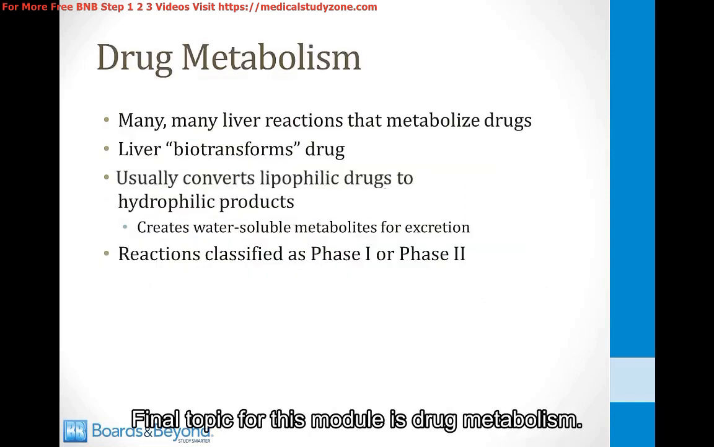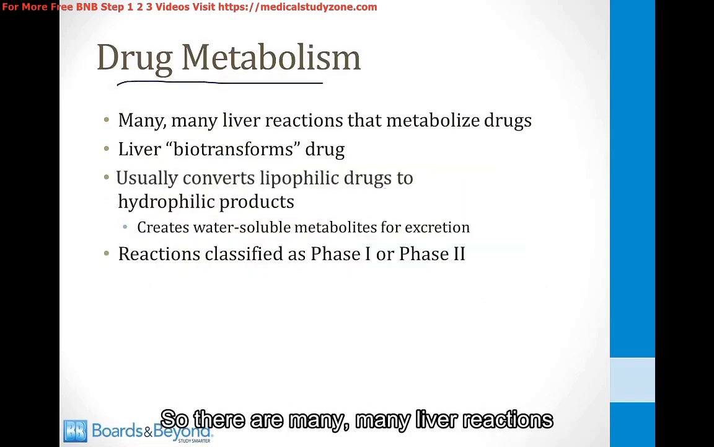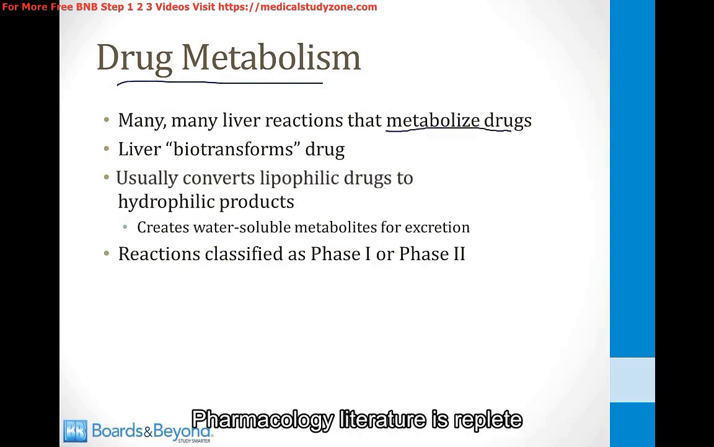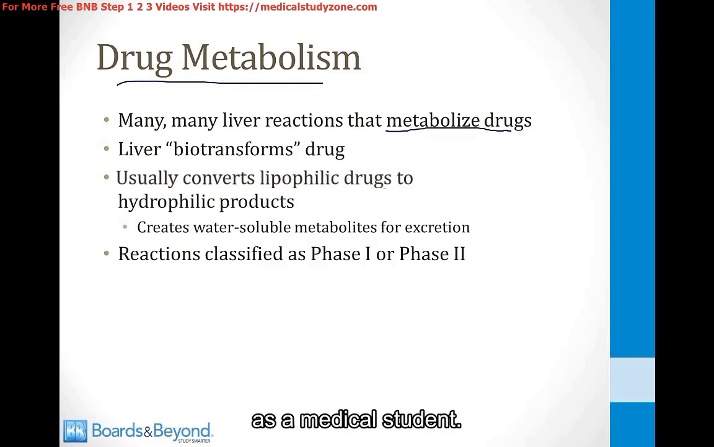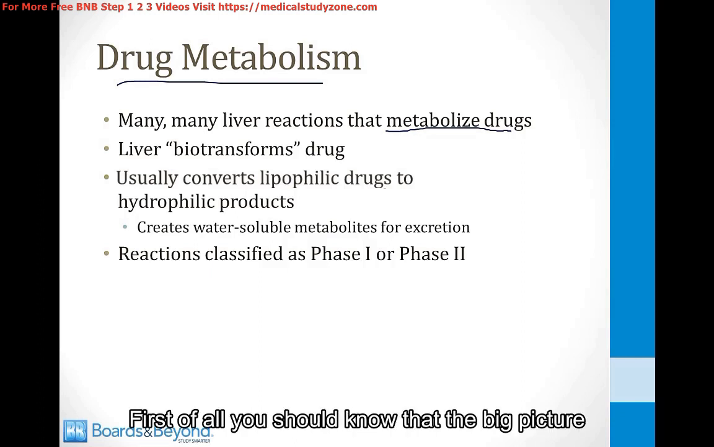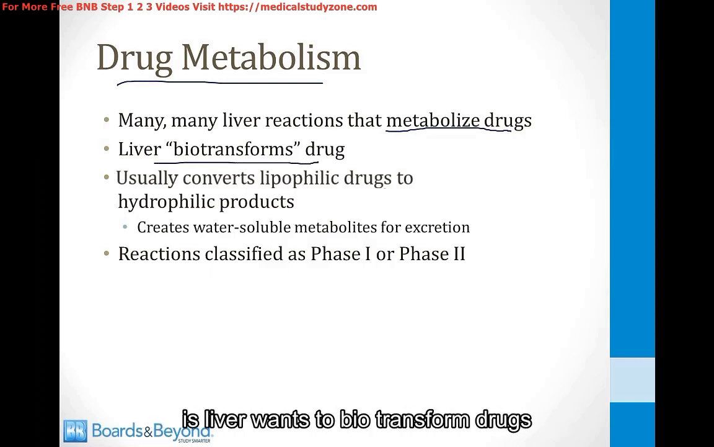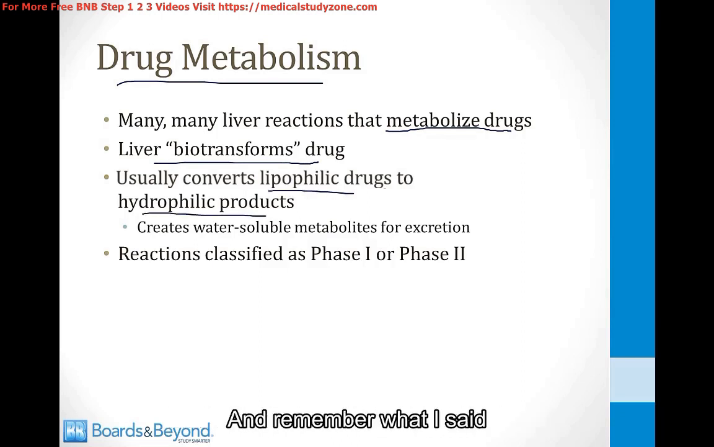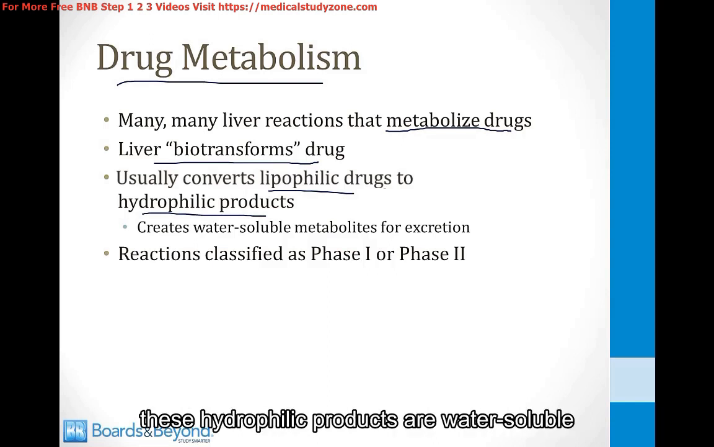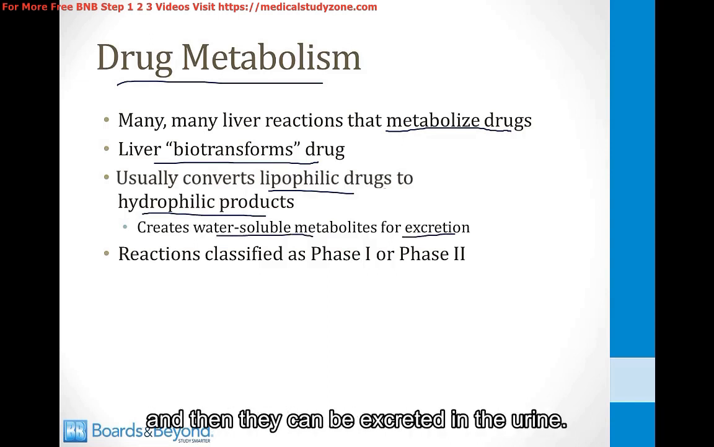The final topic for this module is drug metabolism. There are many, many liver reactions that metabolize drugs, and the pharmacology literature is replete with examples of all the different ways that drugs are chemically modified by the liver. But there's a couple that you should know as a medical student. First of all, you should know that the big picture is the liver wants to biotransform drugs into something that's easy to excrete. So they usually convert lipophilic drugs to hydrophilic products. And remember what I said, these hydrophilic products are water soluble and then they can be excreted in the urine.